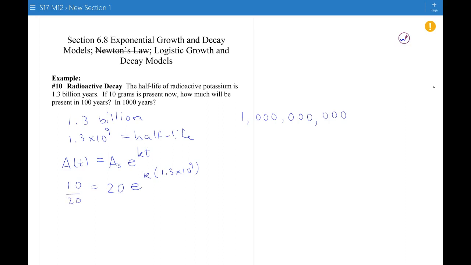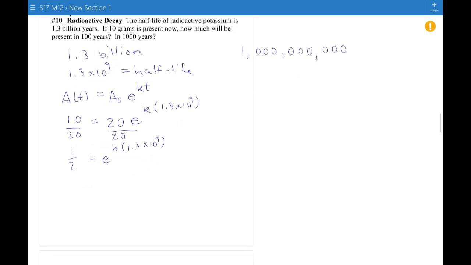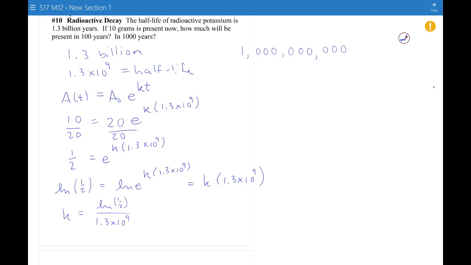So I'm going to divide both sides by 20. This number is always going to be 1/2 when we're talking about half-life, because we're always talking about when we have half left. Then you take the ln of both sides. So the ln of a half equals the ln of e to the k times 1.3 billion. And we know this equals k times 1.3 billion from the problems we've already done. So then k equals the ln of 1/2 over 1.3 billion, which is a tiny, tiny number.